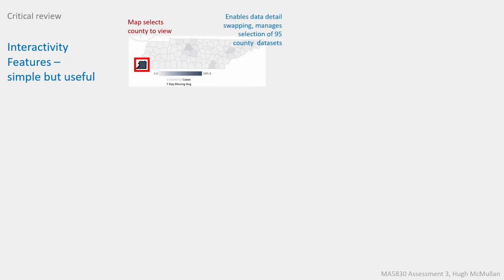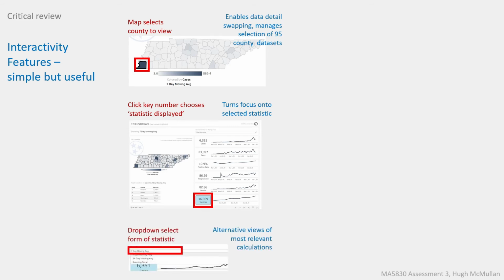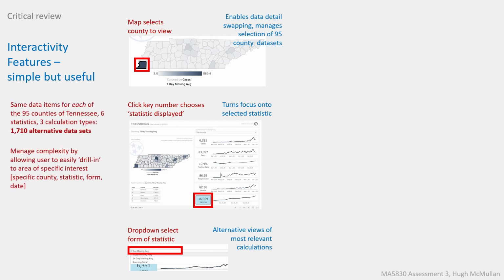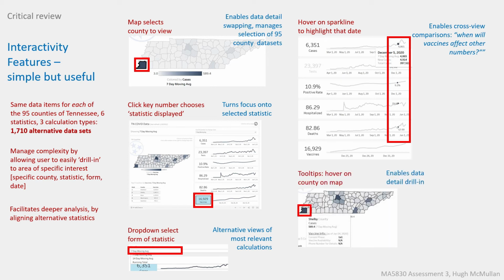Using the map to select the county of interest is intuitive to users. It enables swapping between the 95 county-specific datasets. Clicking the key statistic box is intuitive too, swapping the datasets between the 6 alternative statistic sets. Parameter drop-down enables 3 different ways of smoothing numbers across time. Using these 3 filter choices enables 1,710 alternative datasets to be made available to the user. Hovering on the spark line to focus on a specific date enables the alternative statistics to be considered together, assisting a more complex, interrelated understanding. The hover tooltips enrich data viewing by deepening spot-specific detail for the user.